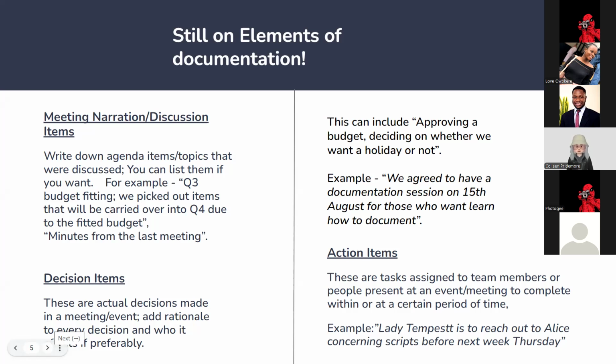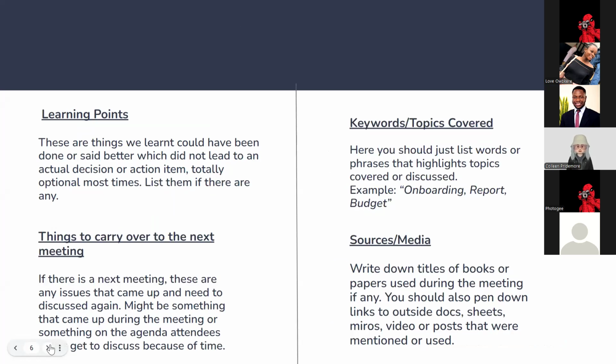Thank you. The next item is learning points. These are things we learned could have been done or said better, which did not lead to an actual decision or an action item. It's totally optional most times. List them if there are any. I actually do like these learning points because it's something that somehow turns out to be an agenda for the next meeting. And then we have things to carry over to the next meeting.